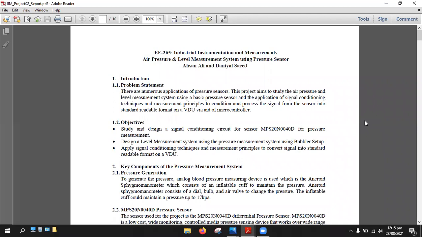Hello everyone, I'm Essen, and in this presentation I will be talking about the second project that we did for the course Industrial Instrumentation and Measurement. For this project, we had to design an air pressure and level measurement system using the basic pressure sensor.